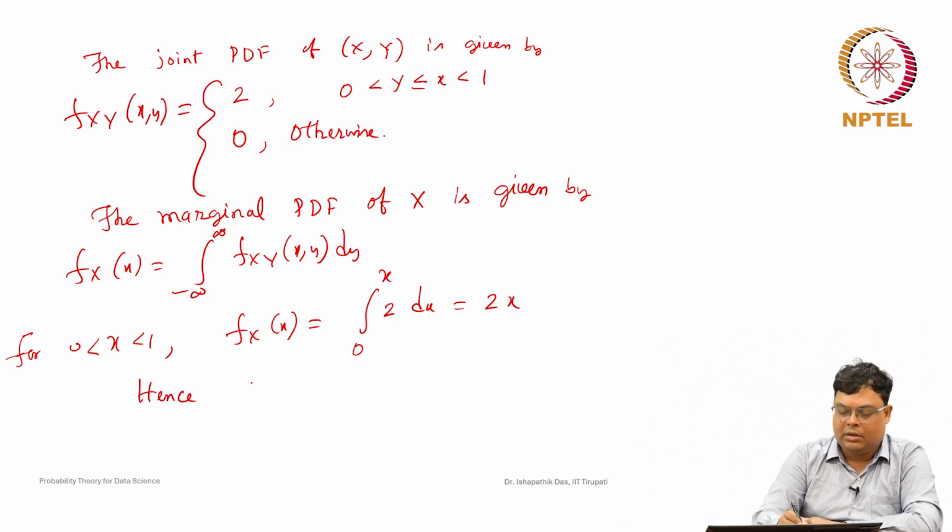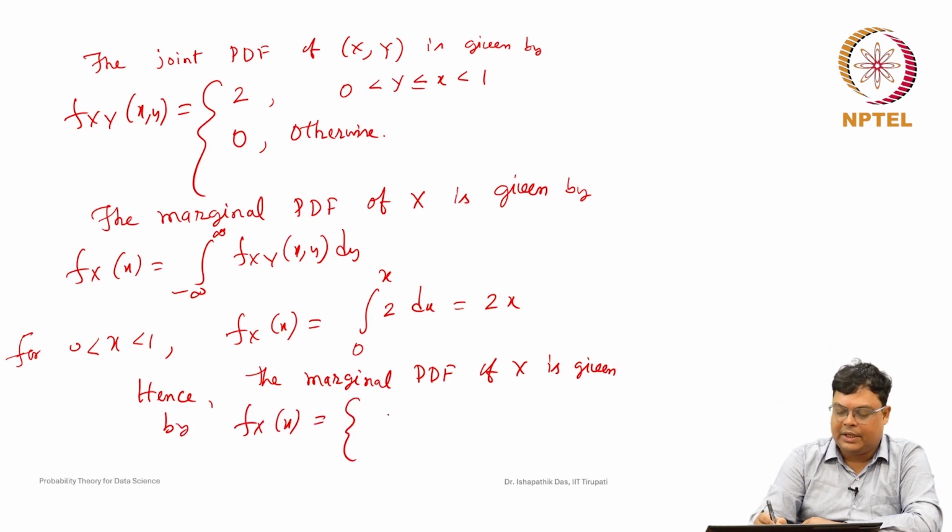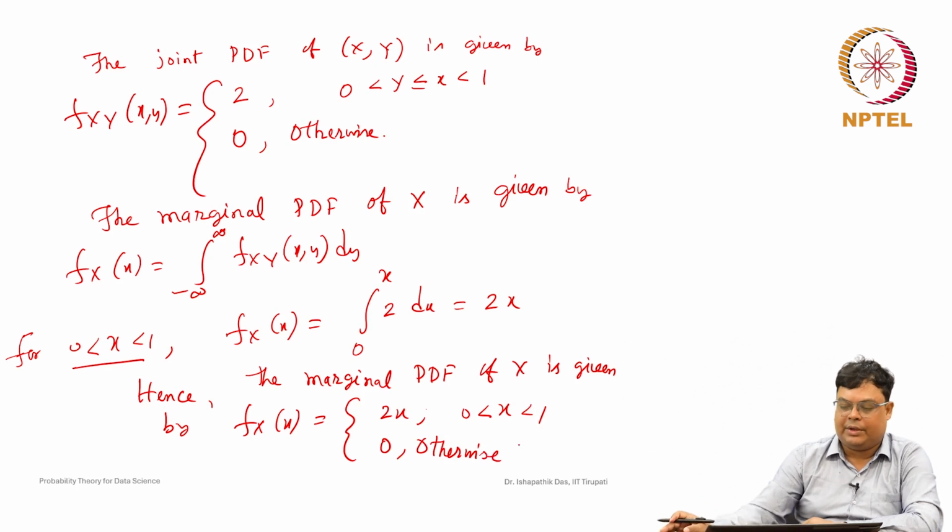Hence, the marginal probability density function of x is given by f(x) equal to 2x whenever x is greater than 0 and less than 1. For any other value the density is 0, so the integration will also be 0. So it will be 0 otherwise.